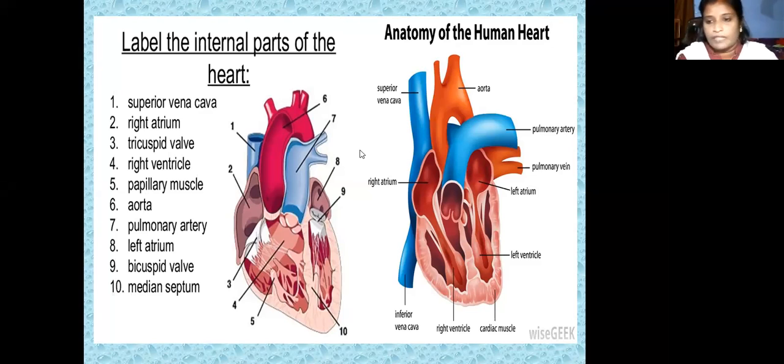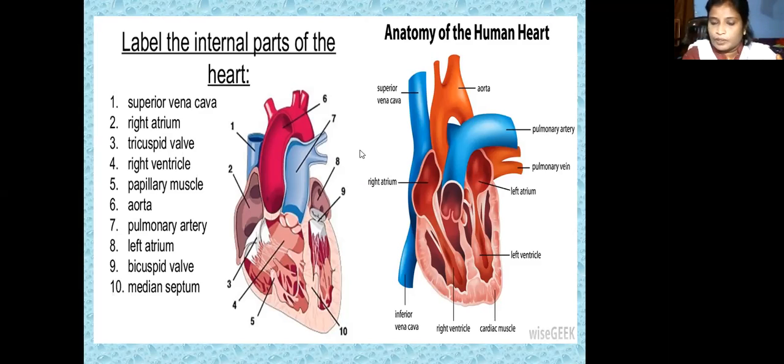What are the labels of the internal parts of the heart? See in this diagram, the 10 parts are there, the internal parts of the heart. The first one is superior vena cava, right atrium, tricuspid valve, right ventricle, papillary muscle, aorta, pulmonary artery, left atrium, bicuspid valve, median septum. These are also internal parts of the heart.